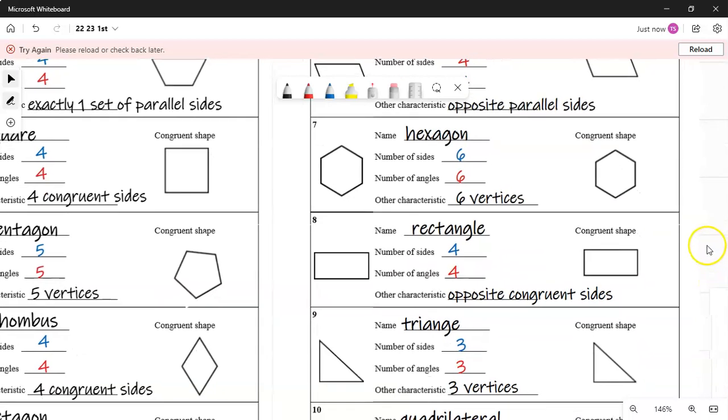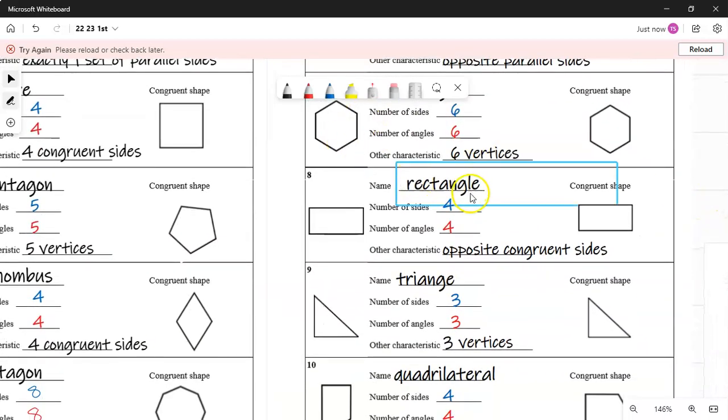Rectangle, next one's a rectangle. Rectangle has 4 sides and 4 angles. And on this one, opposite sides are congruent. So it means the opposite sides of this are the same length. So congruent means same length, same size, same shape. So this side's the same length as that side. But there's other attributes. It's got 4 perpendicular angles or 4 right angles. And this is another rectangle right over here.